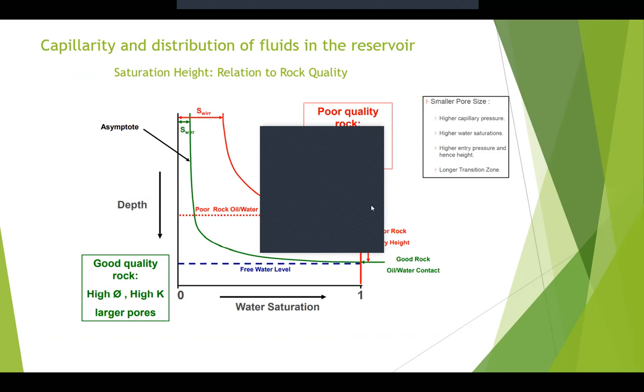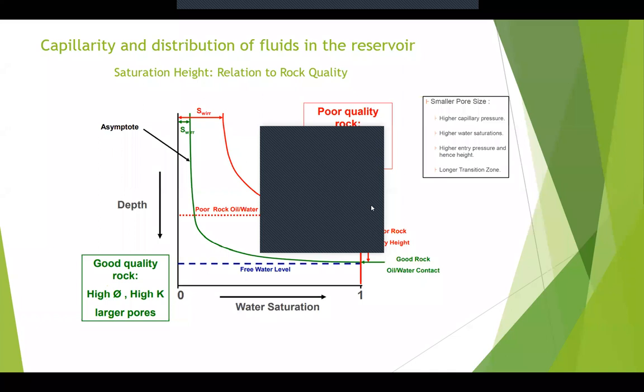The last question is, are there any advanced logging techniques that can measure porosity and permeability directly? No, it's all empirical. Porosity is empirical, and permeability is empirical. As I mentioned in the presentation, there is no direct way to measure porosity and permeability directly.